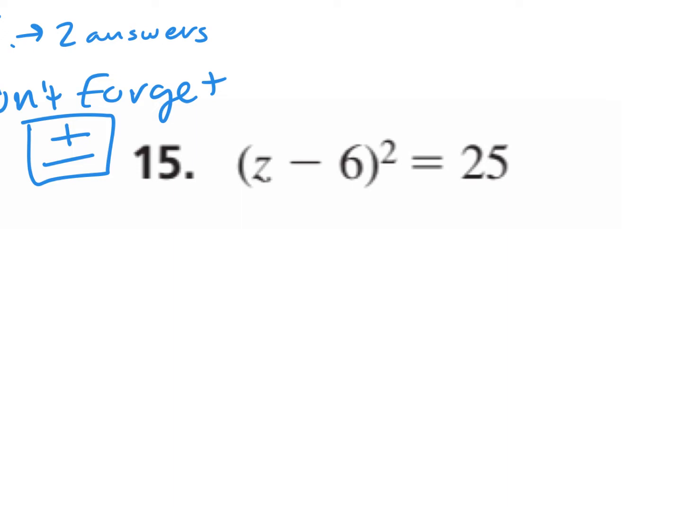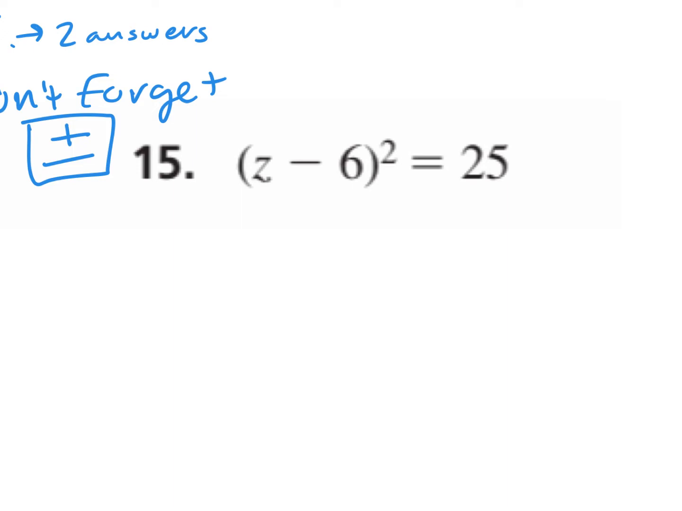We never, ever, ever distribute the squared. If I had z minus 6 squared, it's like z minus 6 times z minus 6, and how would I multiply those together? We would FOIL if we had two things being multiplied. We don't distribute the squared, but FOILing would make this a little bit more work for us.